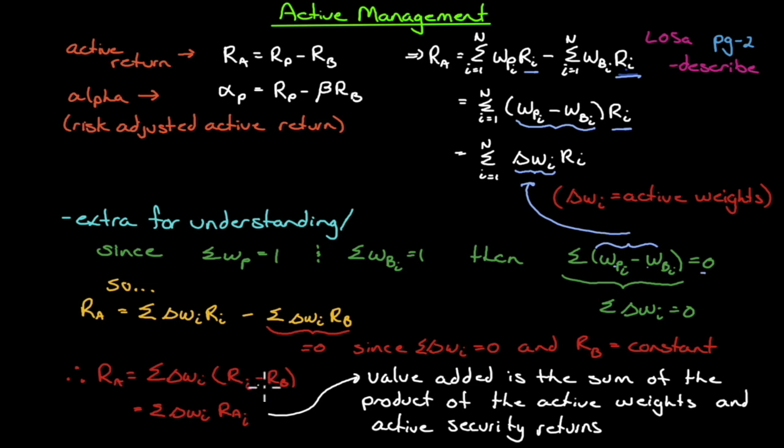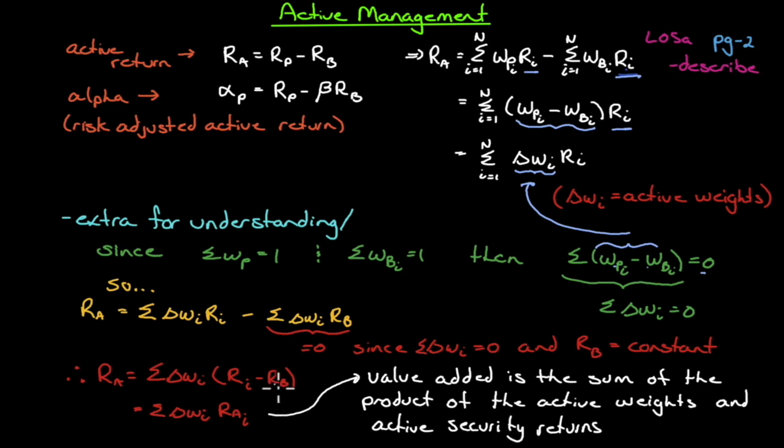Well, what is this over here? This is active return per security. Active return per security. So the full active return is the active weights on each security multiplied by the active return on each security. Do you get that? The active return on each security. Now remember, this is the portfolio versus the benchmark. Value added is the sum of the product of the active weights and the active security returns.